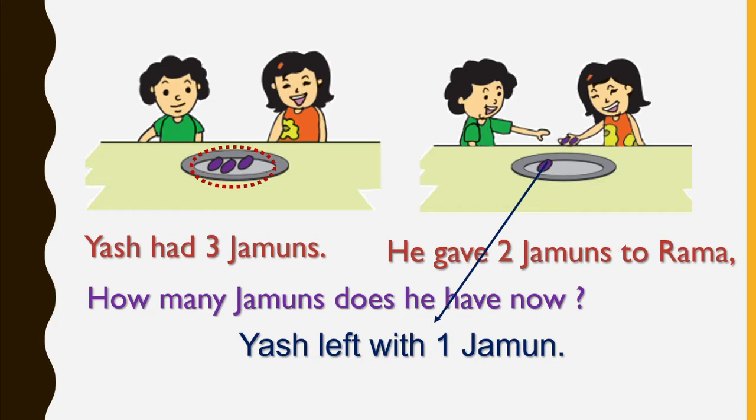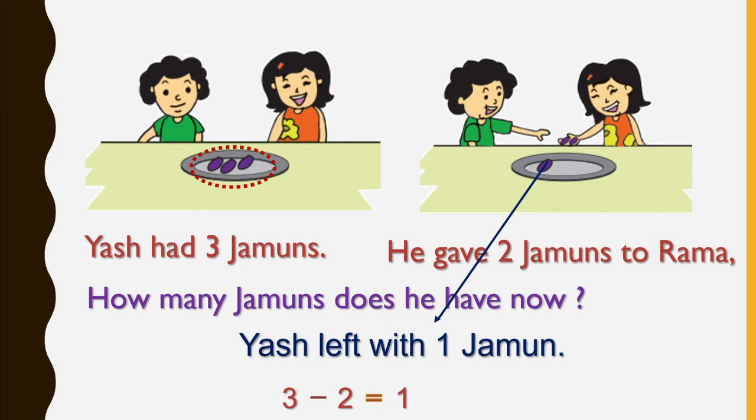Same thing we will write in numbers. See, earlier there were 3 jamuns, minus he gave 2 jamuns to Rama. So what is left? Only 1 jamun, isn't it? You can see only 1 jamun in the plate. This is nothing but subtraction. He gave 2 jamuns to Rama, so we deducted, or we took out, 2 jamuns out of 3. So what remained? 1 remained.